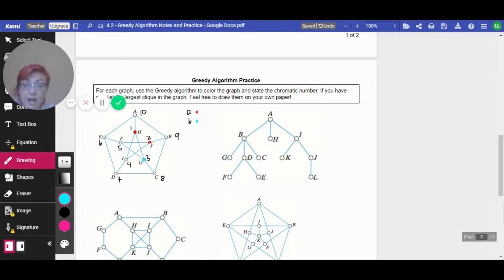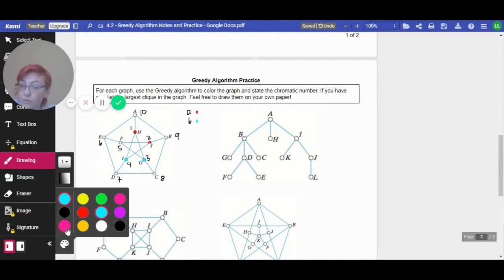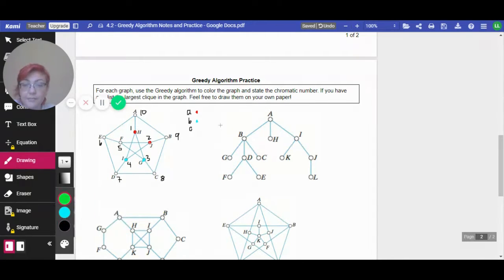Vertex 4 does connect to a red one, so it cannot be A. Let's see. It does not connect to vertex 3, so it can be color B. But then let's look at 5. 5 connects to 3 and 2. So I need a third color. Color C. I'm going to use green.